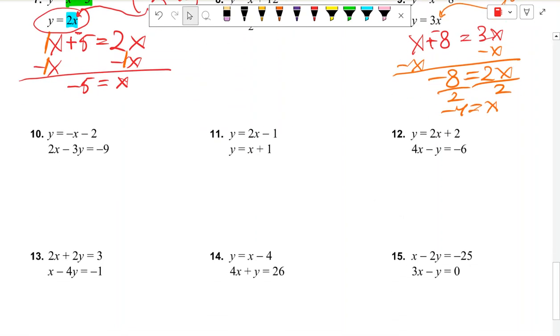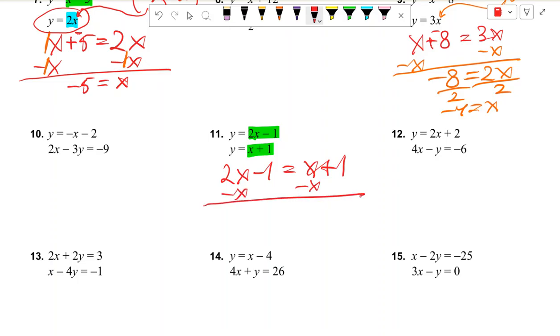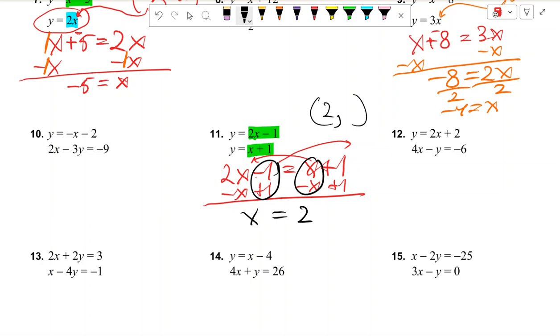Number 11. I'm not sure that we did this one in our notes. It looks very familiar to me. And that's 2x minus 1 is equal to x plus 1. I'm going to remove this x. And since I'm bringing my x's to the left, I'm going to move my constants to the right. Instead of subtracting 1, I'm going to add 1. And I can see my zeros popping up here and here. And that's going to be x is equal to 2. All right, I'm going to put this 2 right there, and 2 plus 1 is 3.